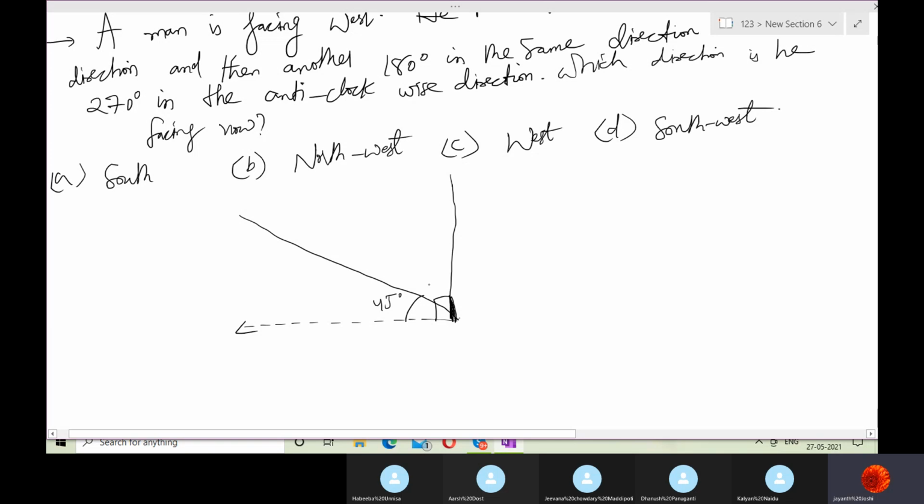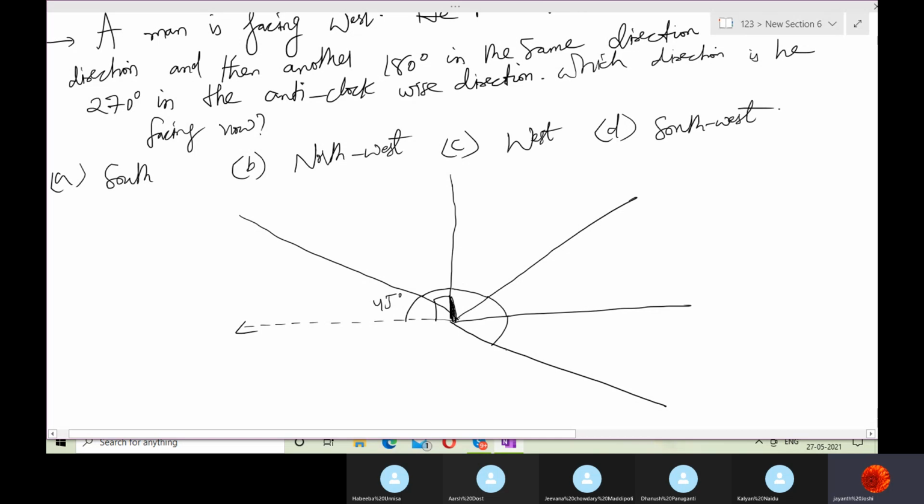Clockwise, see, he is going rightways. Then again another 180 degrees in the same direction. So this would be 45, and again this would be 45, again this would be 45. So 45, 45, 45 is 135, again 45, that is 180 degrees. Correct or wrong? All of you please tell me. Yes? Now he makes a turn, and what they are saying is, then 270 degrees in the anti-clockwise direction.